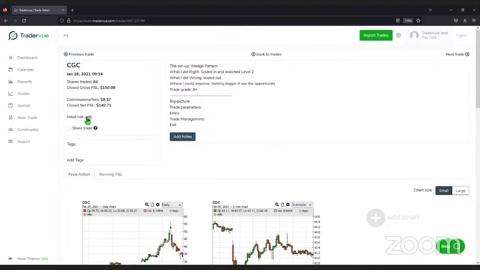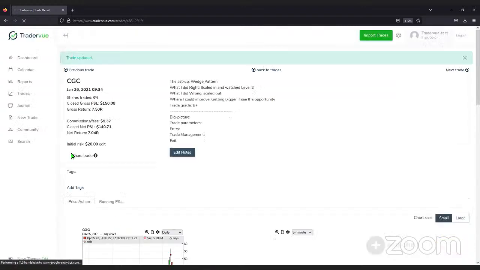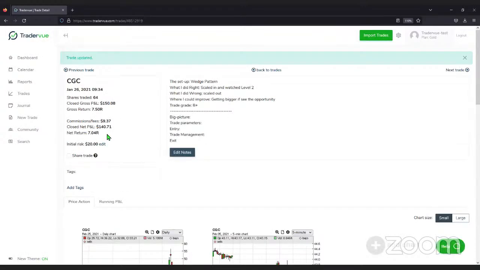And so, initial risk is something that is created for this. When you put an initial risk here, you're providing Tradervue, for this specific trade, with an R value, or a risk unit value. So let's say that my initial risk for this was 20. Then click save. And you can see now that I get the gross return in R units and the net return in R units as well.